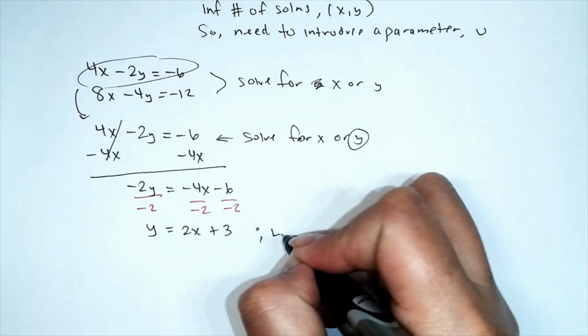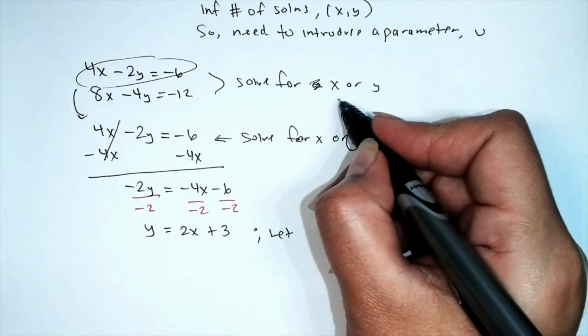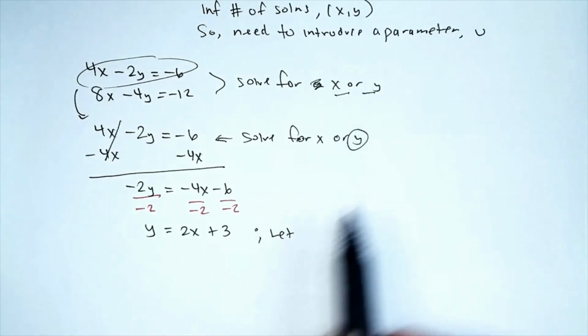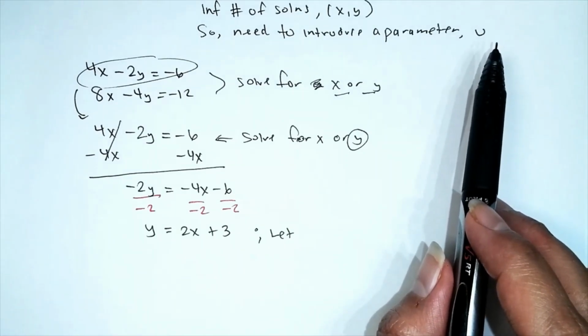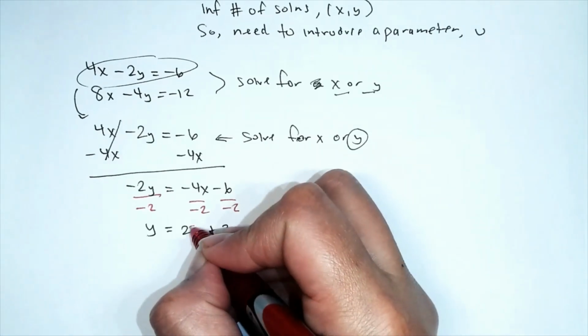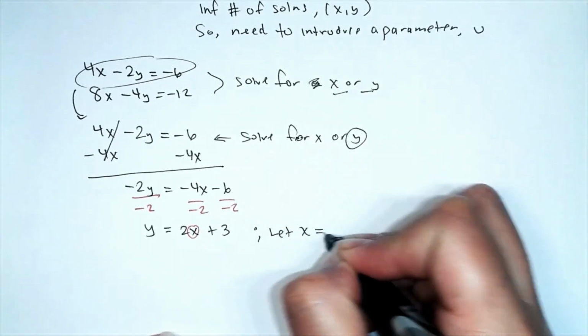Now when we introduce the parameter or the new variable, ultimately we want to write both x and y in terms of our new variable. So the question is, what should I let equal u? Should I let x equal u or should I let y equal u? And this is my take. We already have a nice expression for y. Okay, y equals this. So what I recommend, you let the other variable equal u. So we're gonna say let x equal u.